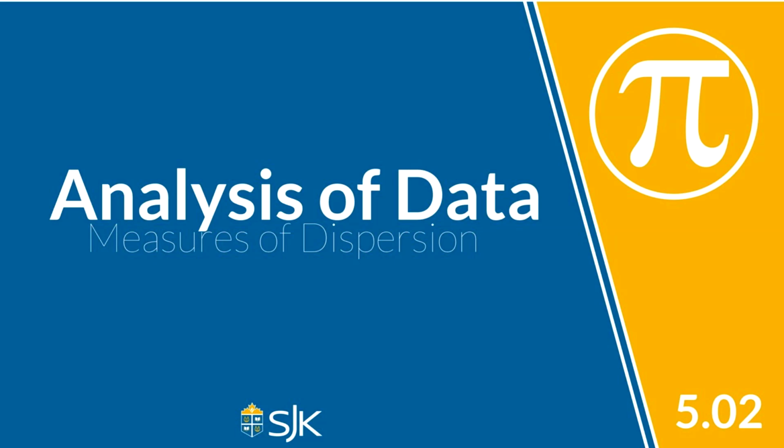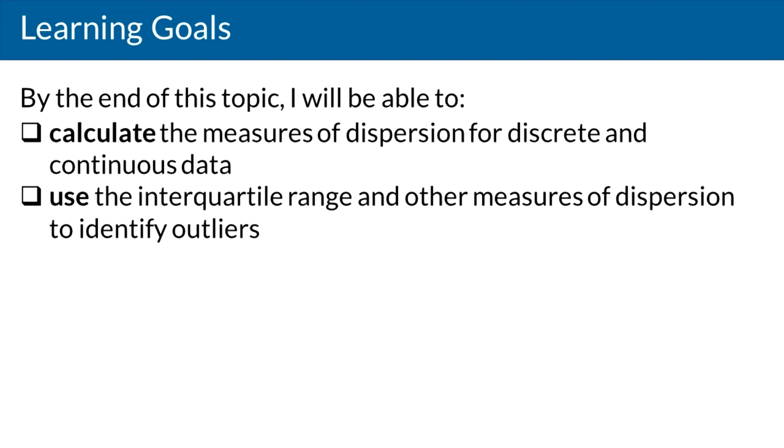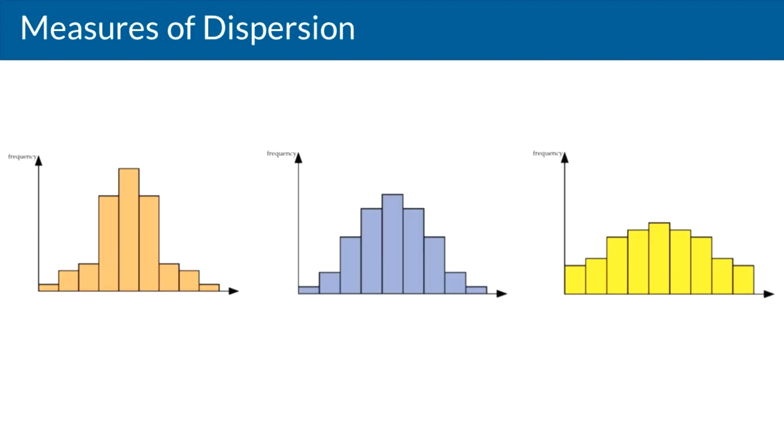In this video, we're going to continue analyzing data by looking at measures of dispersion. We're going to focus on how we can calculate the measures of dispersion for discrete and continuous data, and then look at how we can use that information to identify outliers. We should begin by clarifying what is meant by measures of dispersion.